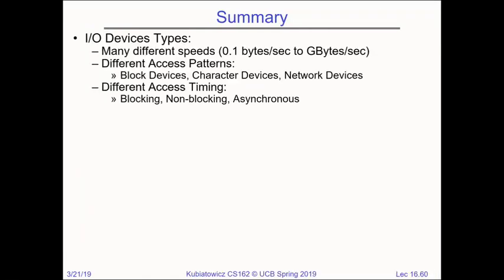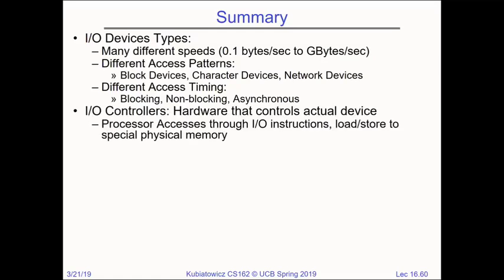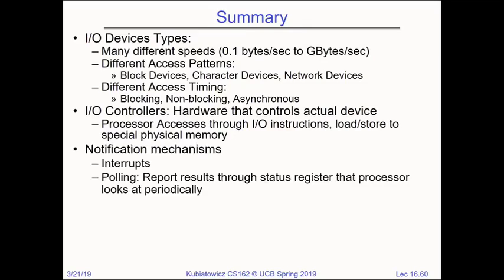I want to give you an in conclusion. We've started talking about many different I/O devices, different speeds, everything from 0.1 bytes per second to gigabytes per second, hundreds of gigabytes per second. Many different access patterns: block devices, character devices, network devices. Different access timing: blocking, non-blocking, asynchronous. We talked about I/O controllers, which are the thing that directly controls the I/O devices. And we're going to be talking more about interrupts and polling next time.